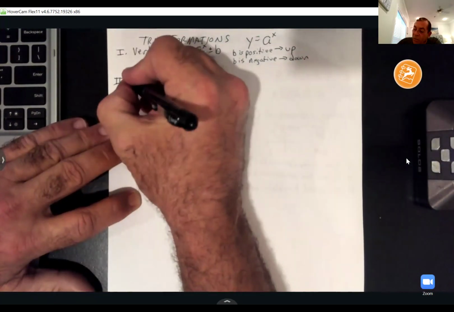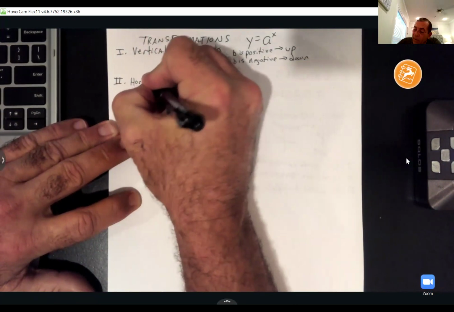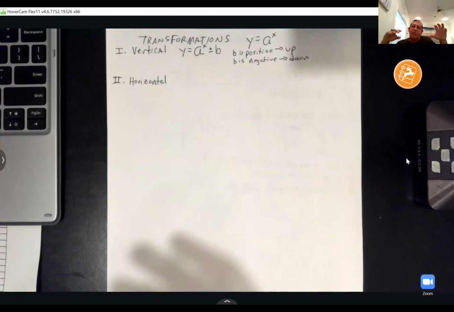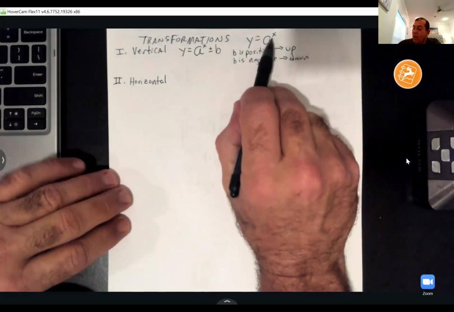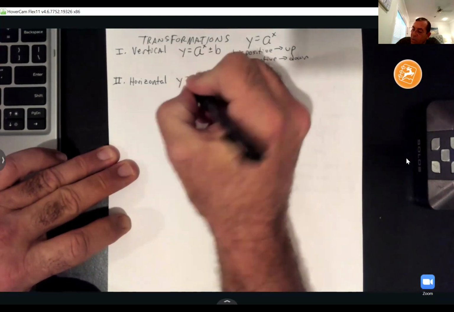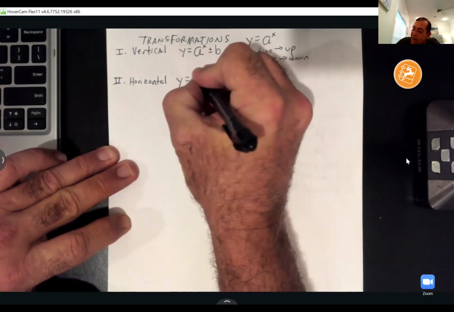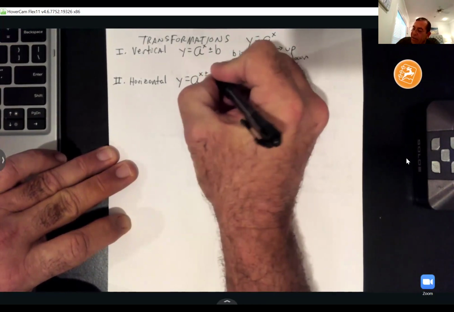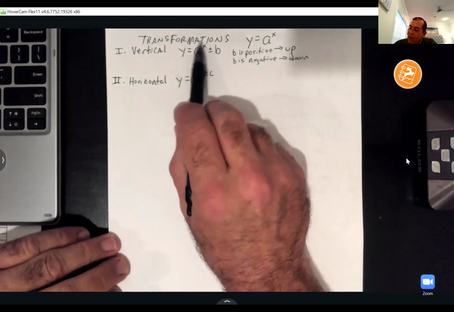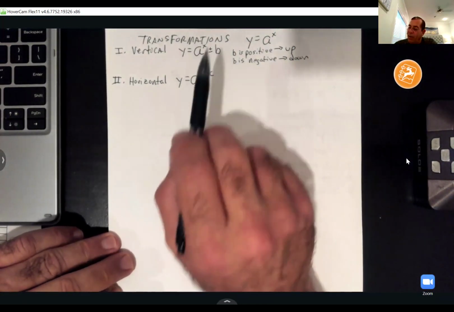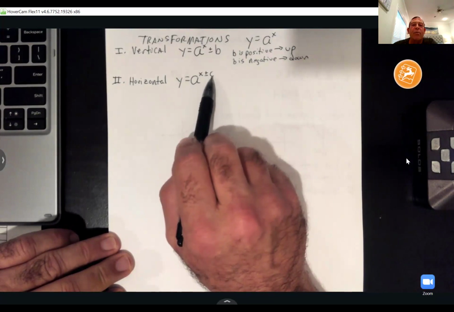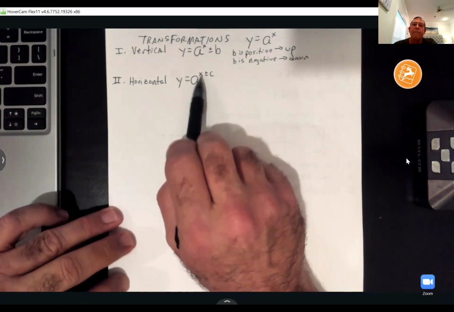So then the horizontal. Now, back in 7-2, the horizontal was inside the parentheses when I was attacking the x. Well, now our x's are exponents. So this would be y equals a to the x plus or minus c. Y'all notice the difference. Here, I had the function and then added the number. Here, I'm taking the function and adding the number or subtracting the number from the variable.